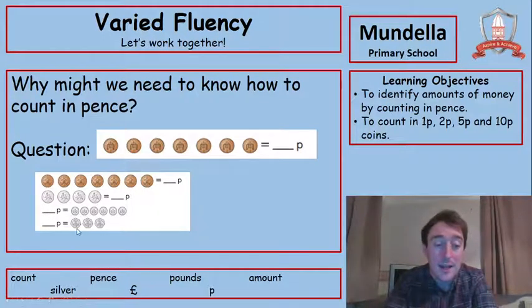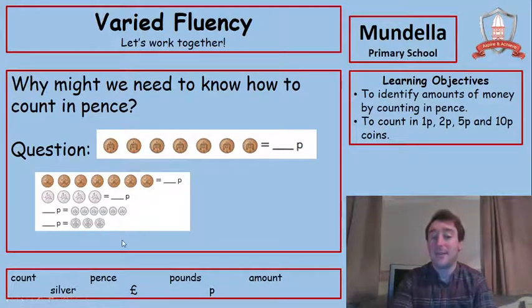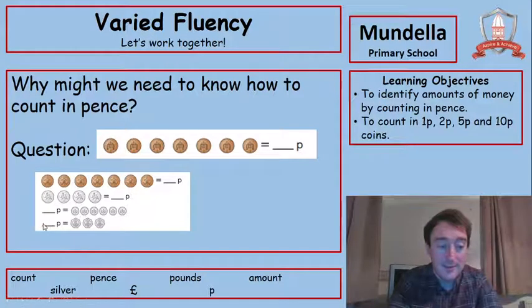And finally, this looks like a 20p coin because it's a different shape, isn't it? Look at that. It's different to the others. So we know it's a 20. So we've got, count in 20s, 20, 40, 60. Well done if you managed to count in 20s. That's very good. So we could put 60p in here.